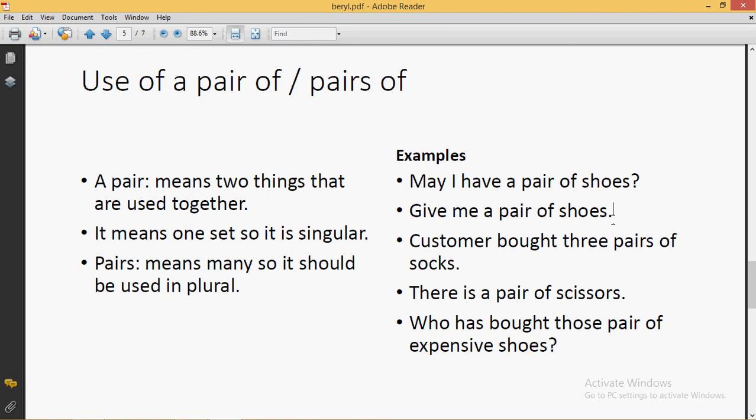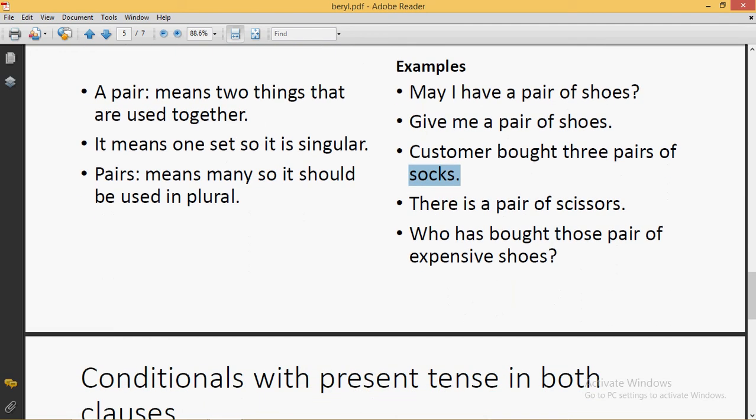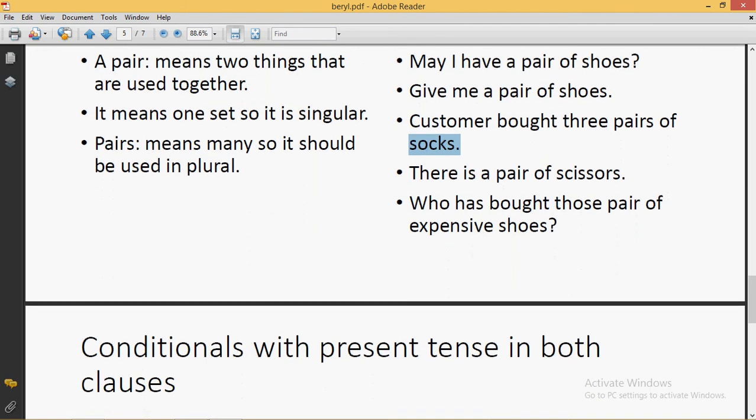Customer bought 3 pairs of socks. That one means the customer went to the shop, and maybe the customer is your daddy or your mommy. So your mommy went to buy socks for you, your sister, and your brother. So your daddy or your mommy bought 3 pairs of socks.